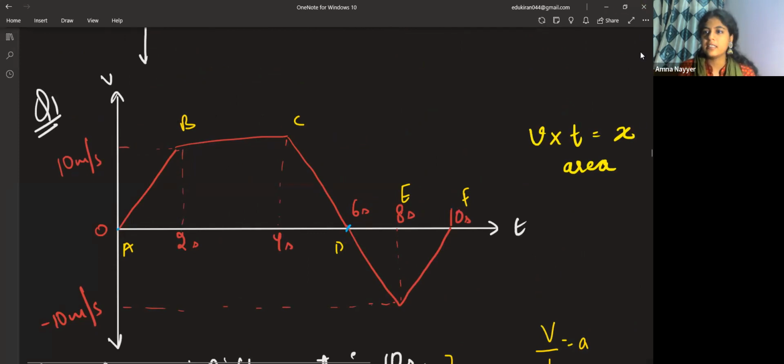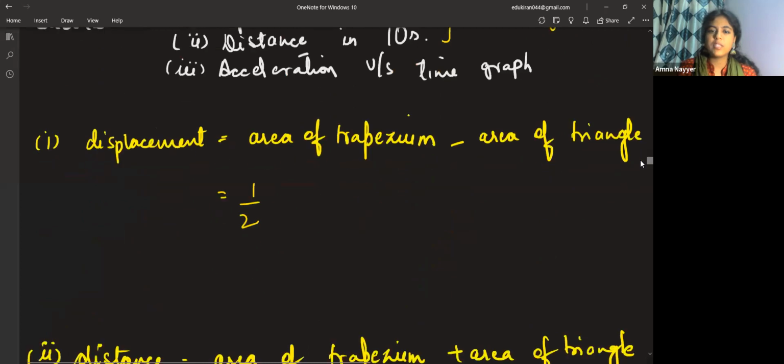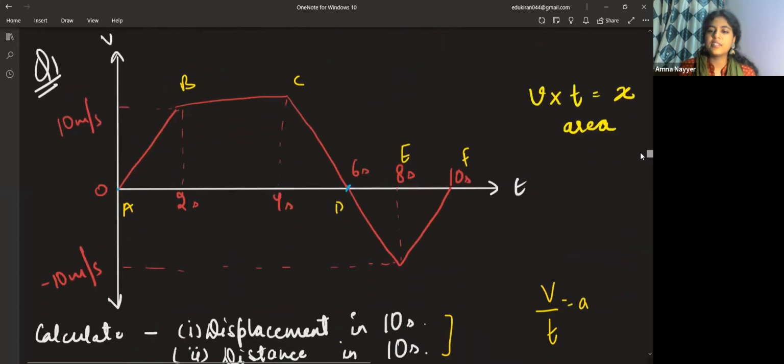Height is 10. So this area becomes half sum of parallel sides multiplied by height, minus the area of the triangle, which is half base. This is the base: 10 minus 6 is 4. And again, height is 10. Height is actually minus 10. Since we have already taken the negative in our answer, I'm not rewriting it.